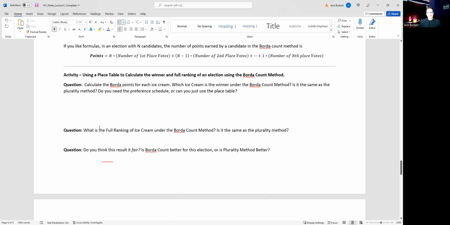And then what I'd like you all to do is find the full ranking of the ice cream under the Borda count method and ask, is it the same as the plurality method? And then we can think about if we think this result is fair. Do we think that the Borda count method is better for this selection, or if the plurality method is more well suited? So why don't you consider all of these questions, pause the video, maybe go up to the place table, and then we will keep on going and go over the results.